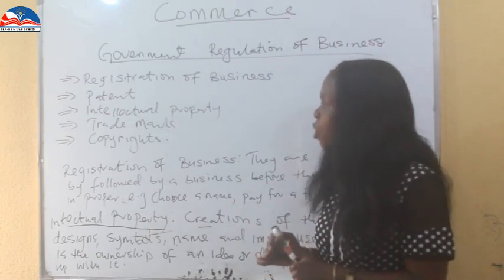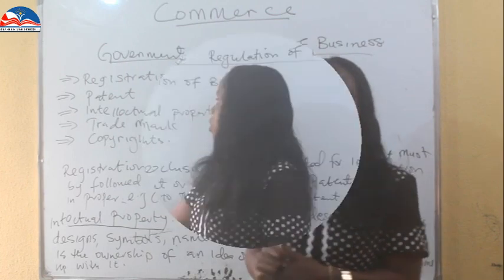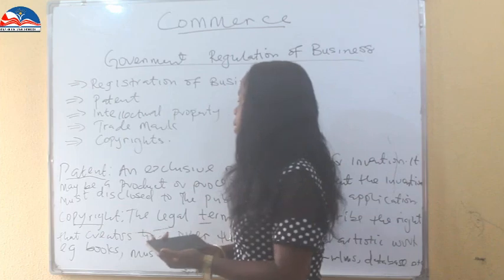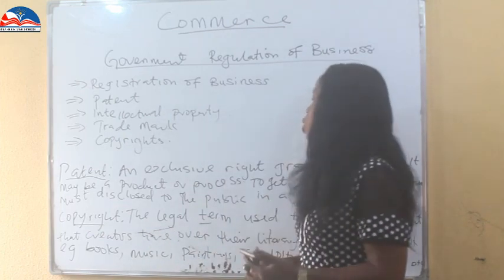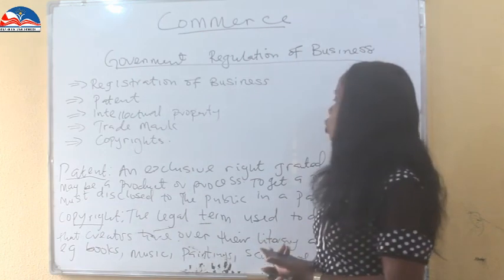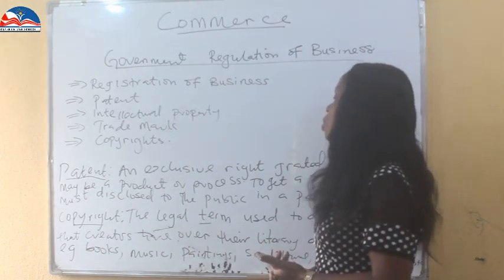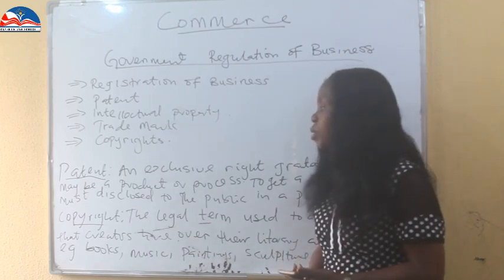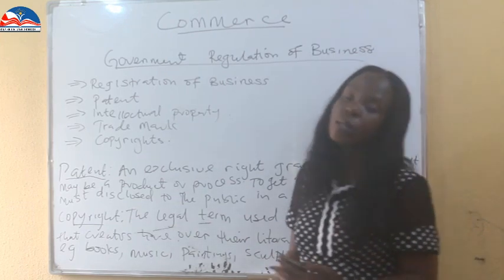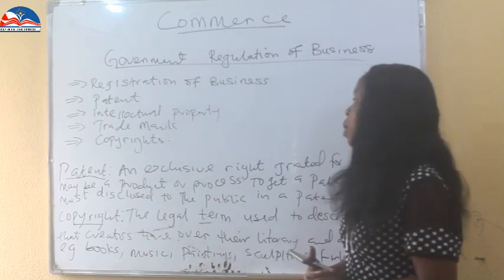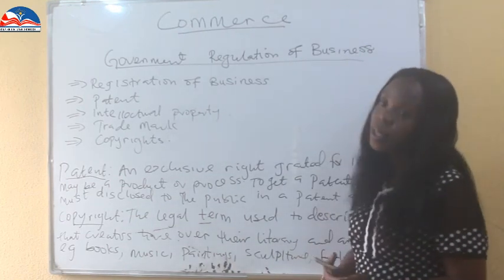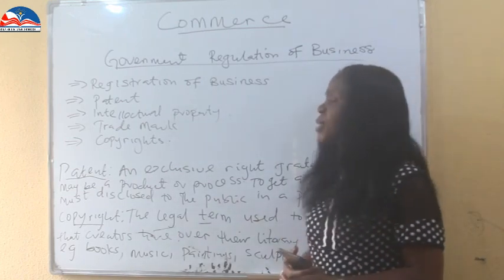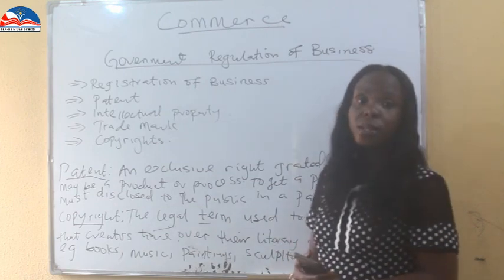Now we look at patent, trademark, and copyright. What is patent? We've seen registration of business, intellectual property. Let's look at patent. Patent is an exclusive right granted for an invention. It may be a product or a process. And to get a patent, the inventor must disclose to the public how he came about his process. So when we talk about patent, it's an exclusive right that is given to an individual or group of individuals for inventing either a product or a process.